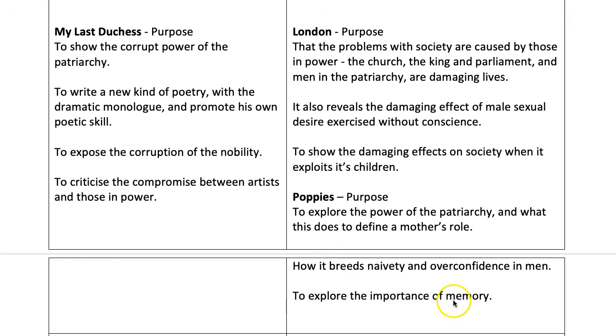And they both explore the importance of memory. So this whole poem is about her memories, and that's what the art is for in My Last Duchess. It's all to preserve his memories of what he's owned. Now, pretty good comparisons, but you know what I'm going to do. I'm going to prioritise London because it's written pre-1918, and I'll be able to focus better on form and structure.